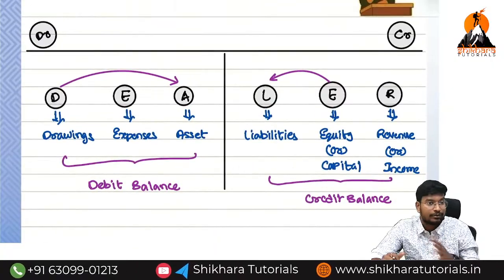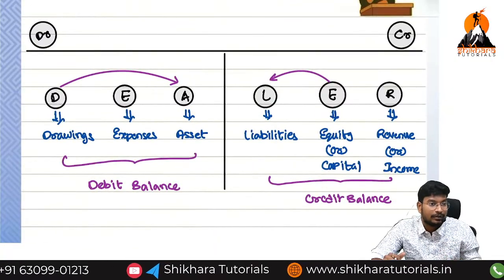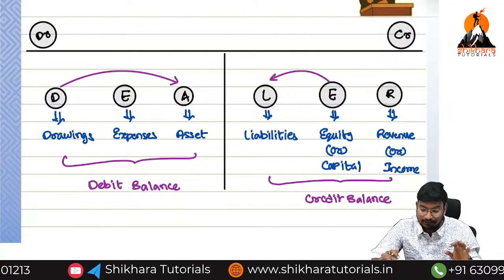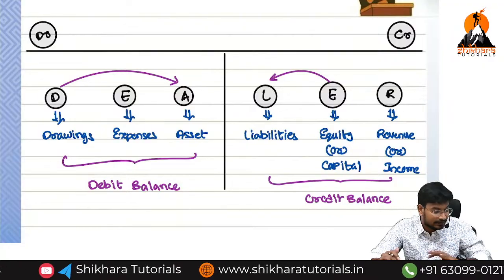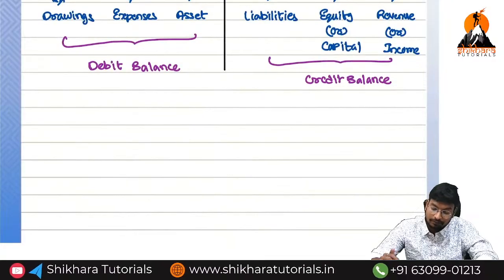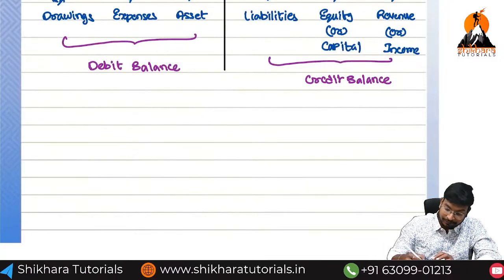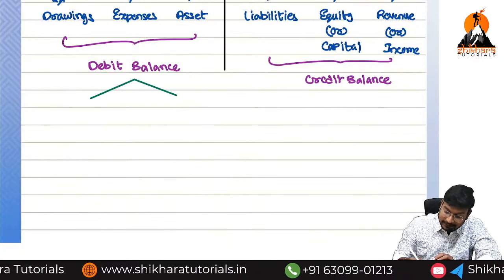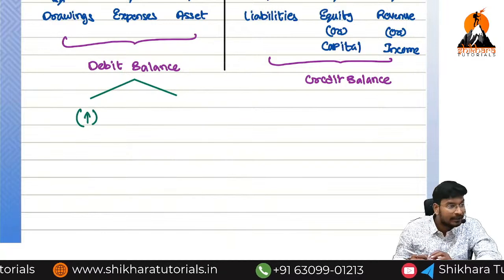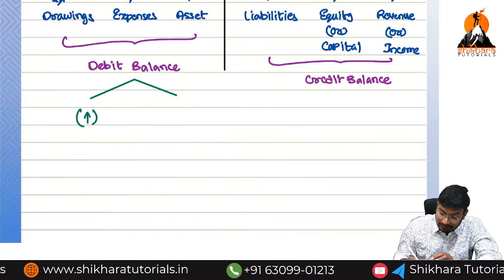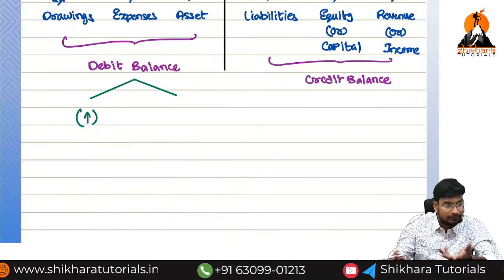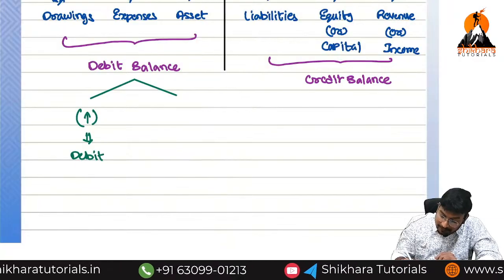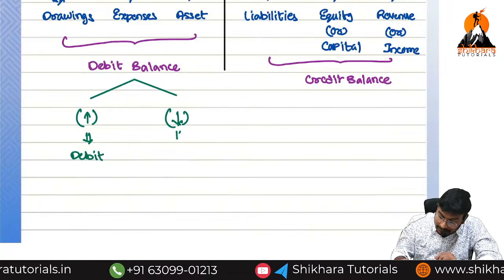Okay, now the modern approach was not completed. We have just learned about the balances. Here the assets and expenses will have which balance? Debit balance. Incomes and liabilities will have which balance? Credit balance. So now what the modern approach is saying is, if the debit balance increases, what do we need to do? Debit. If the debit balance decreases, what do we need to do? Credit.